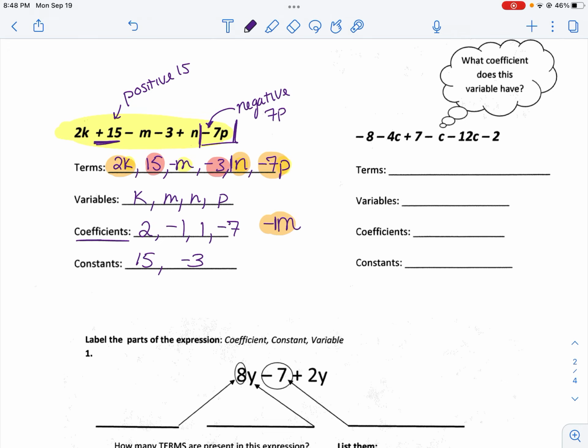So pause the video and see if you can try the problems on the right-hand side. And then I'll write out the answers to them so you have that. So pause the video and then come back and see if you got the same answers as I did. And then we'll talk about combining like terms. So if you're back, take a second, look at the answers to that second one, and make sure you have the same thing.